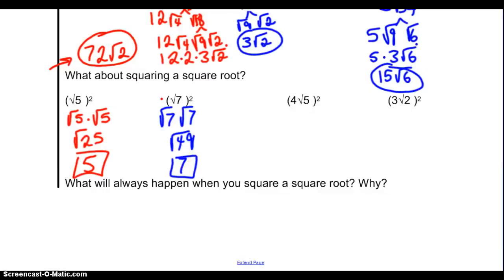So the square root of 7 squared is just 7. And so we're starting to see a pattern develop here, right? The square root of 5 squared is 5. The square root of 7 squared is 7. Let's try a couple more problems with numbers out in front of those square roots.